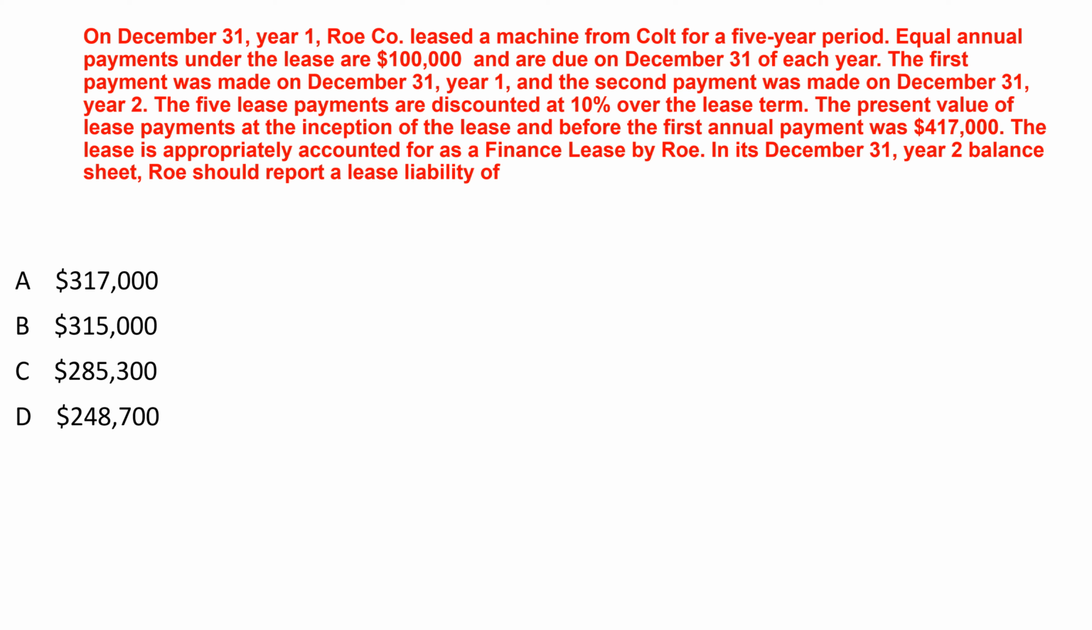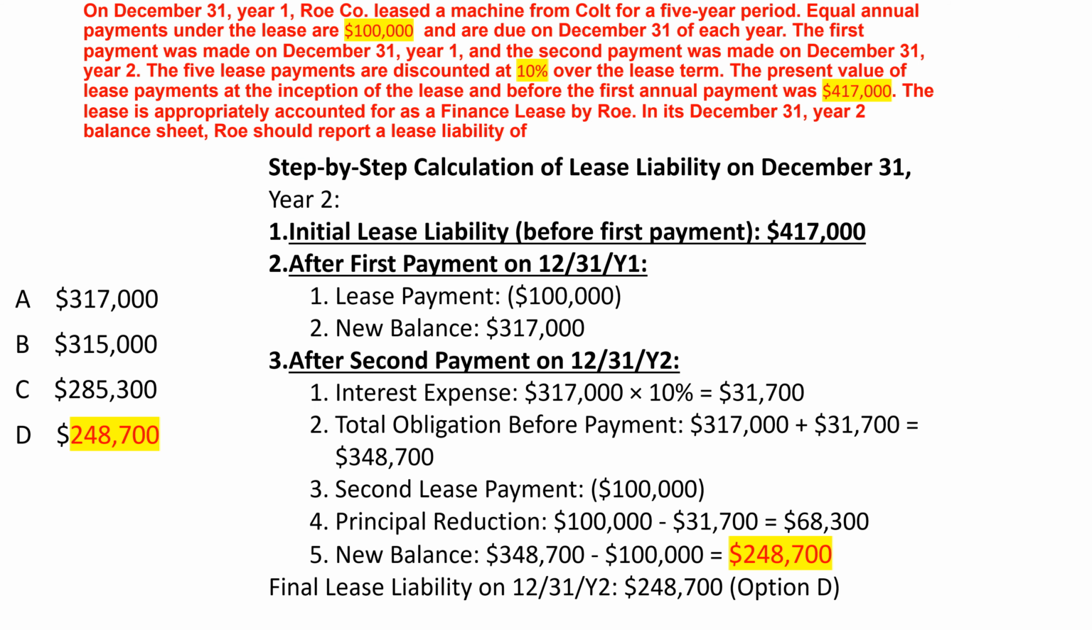Next question. On December 31st, year 1, Rowe Company leased a machine from Colt for a 5-year period. Equal annual payments under the lease are $100,000 and are due on December 31st of each year. The first payment was made on December 31st, year 1, and the second payment was made on December 31st, year 2. The 5 lease payments are discounted at 10% over the lease term. The present value of lease payments at the inception of the lease and before the first annual payment was $417,000. The lease is appropriately accounted for as a finance lease by Rowe. In its December 31st, year 2 balance sheet, Rowe should report a lease liability of. The correct answer is D.